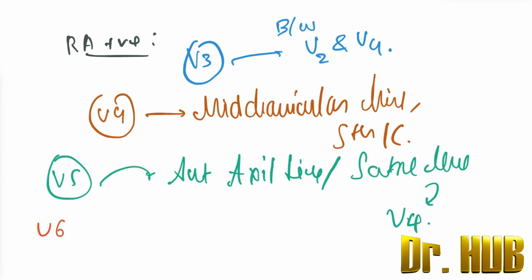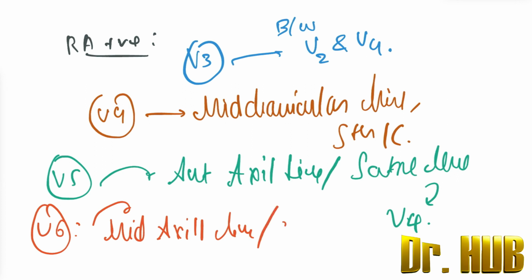Then we move on to V6. V6 is in the mid axillary line, at the same level as V4 and V5.